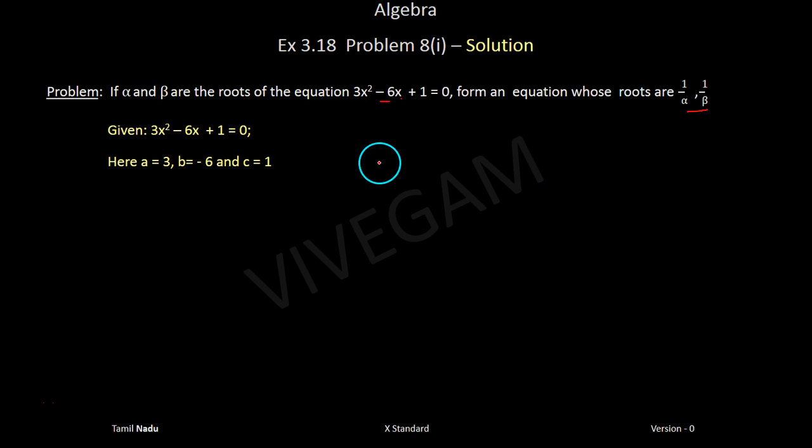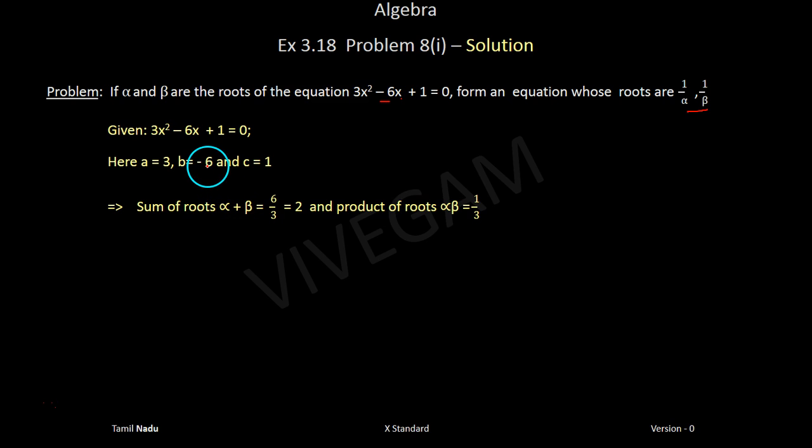So 3x square minus 6x plus 1 is the given equation. a equal to 3, b equal to minus 6 and c equal to 1. Sum of the roots is alpha plus beta, that is minus b by a, that is minus of minus 6 by 3, which is 2. Product of the roots is alpha beta, that is c by a, that is 1 by 3.